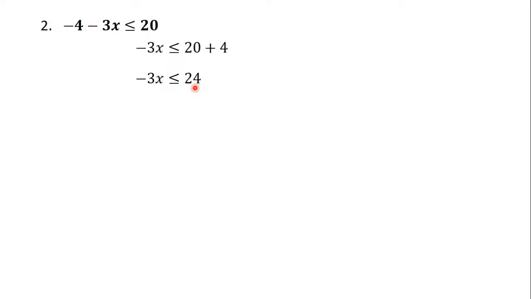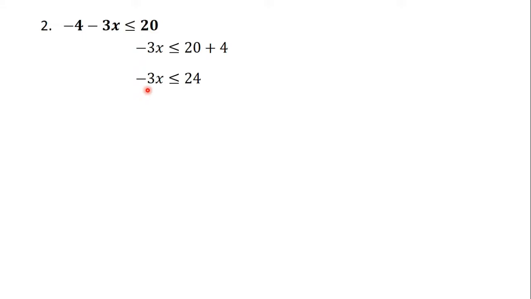Now when you get to this stage, you divide through by the number attached to x. Here the number attached to x is negative 3. So you are going to divide through the inequality by negative 3. Now you have to take note of something here. In the introductory video, we said that when you divide through by a negative number, the direction of the inequality changes.